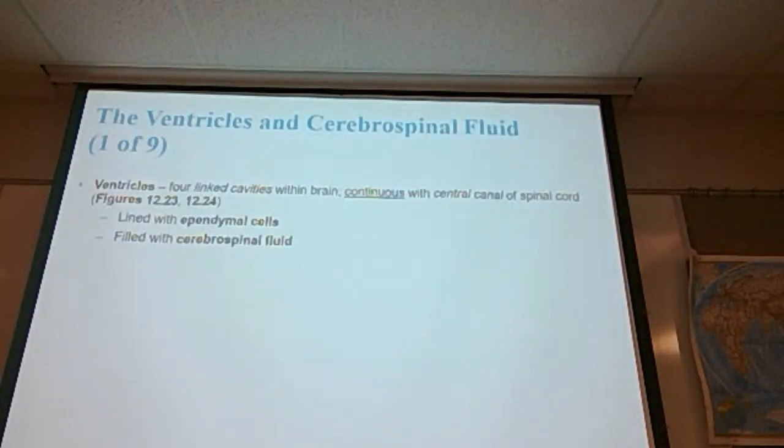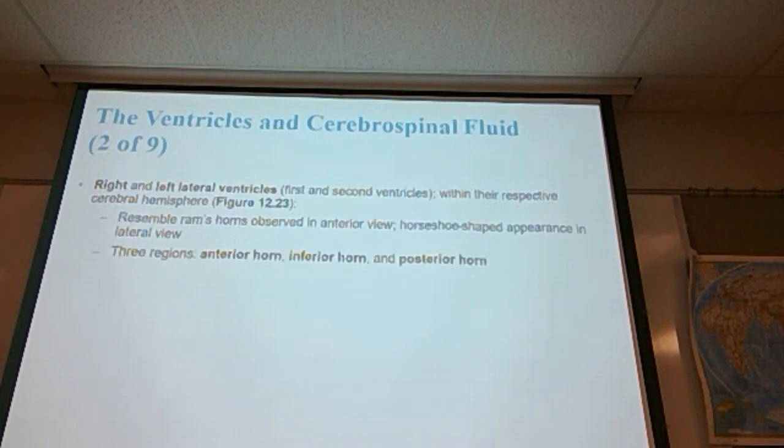The ventricles, we mentioned the ventricles in a previous lecture. These are four linked cavities within the brain. They are continuous with the spinal cord's central canal. They are lined with epidermal cells, and it is filled with cerebrospinal fluid. The right and left ventricles, they used to be called the first and second ventricles. Some textbooks will still refer to them as the first and second ventricle. The right and left simply means that one's in the right cerebral hemisphere, and the other one's in the left.